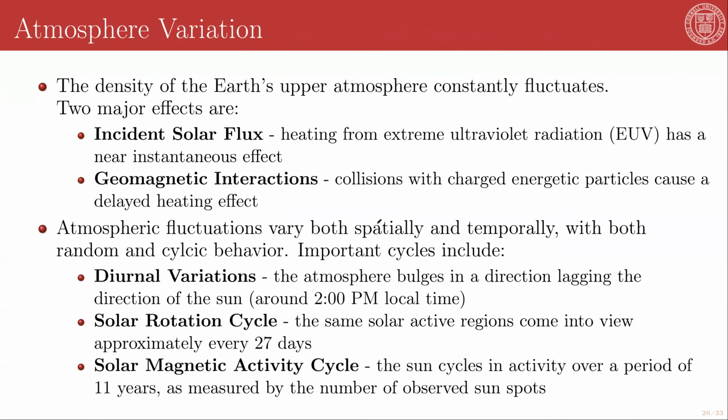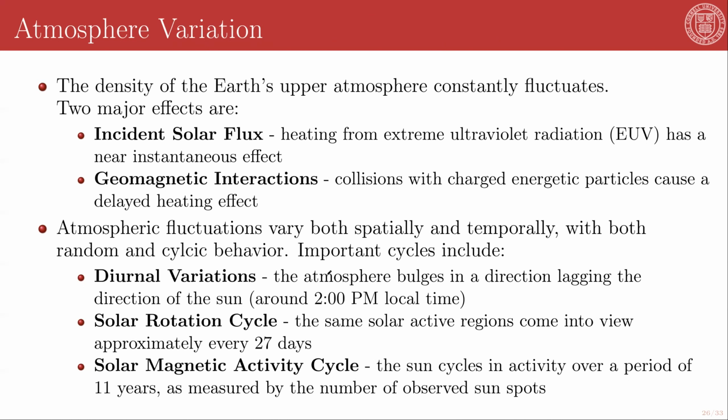So now let's talk about why it is so inherently difficult to track what the atmosphere is doing from moment to moment. The density of the Earth's upper atmosphere is constantly changing. And there's two major effects in play and then a whole lot of minor effects. The sun puts out what is known as extreme ultraviolet radiation, or EUV, and as soon as that hits the atmosphere, that produces a heating effect that is nearly instantaneous and drives the local atmospheric density.